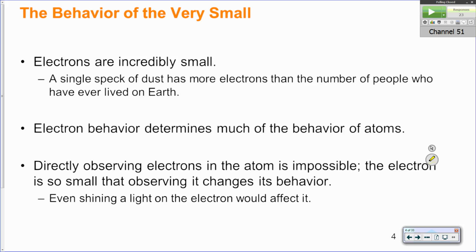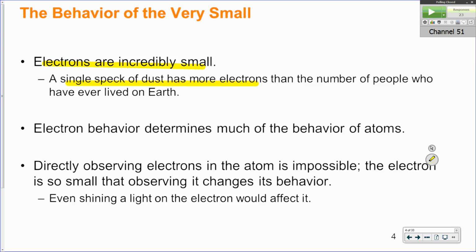So we have to go back and think about what the things that make up an atom are. So there's the electrons, which we said were terribly small. They were 1/1640th the mass of the lightest element. Okay, so the hydrogen, the lightest element. If we think of how small they are, a single speck of dust that you can see has more electrons in it than the number of people that have ever lived on the Earth.